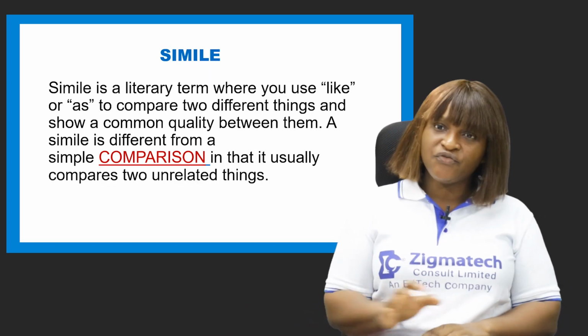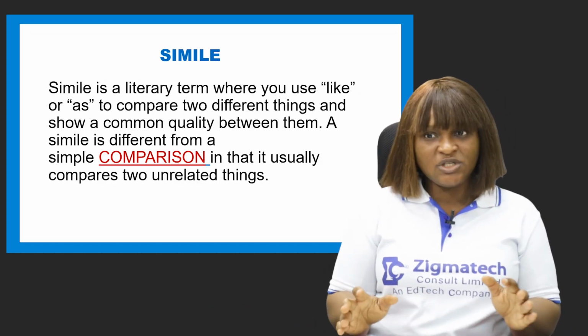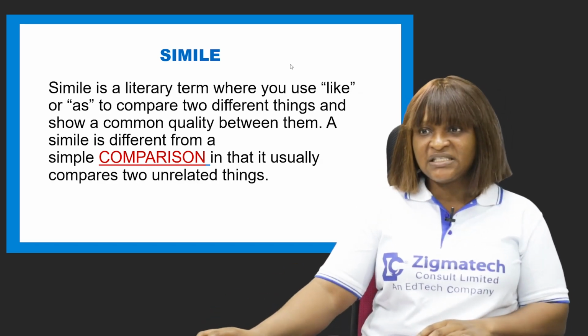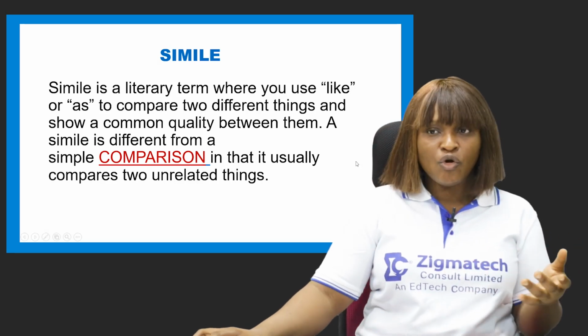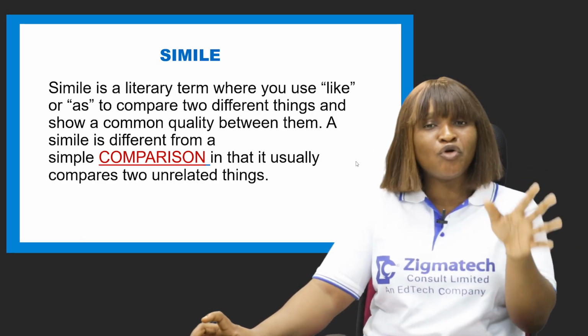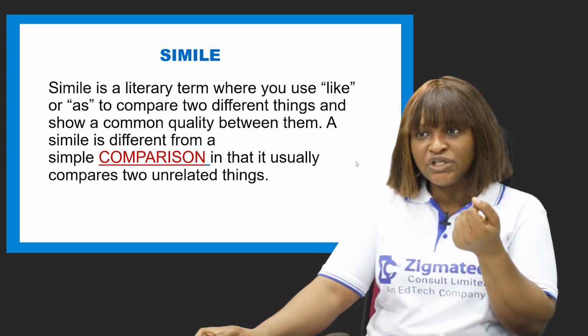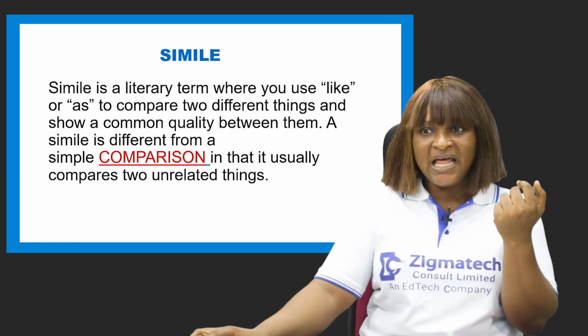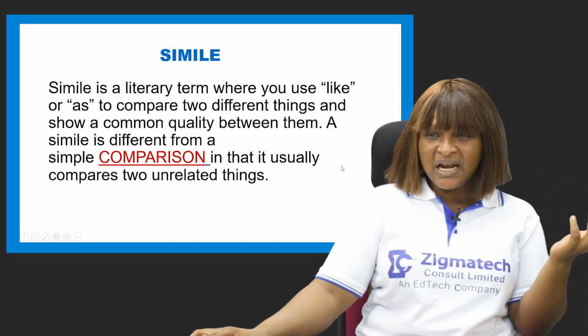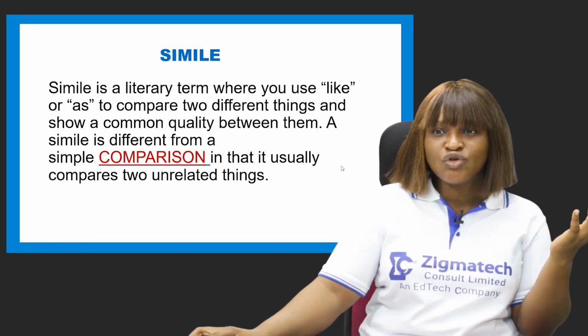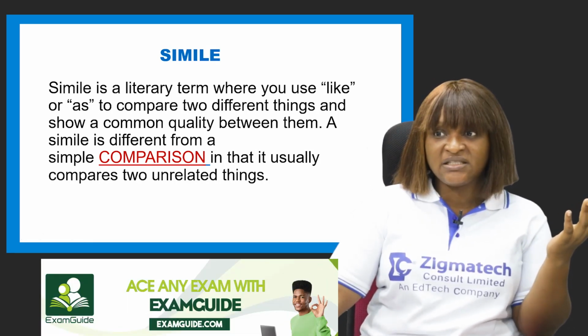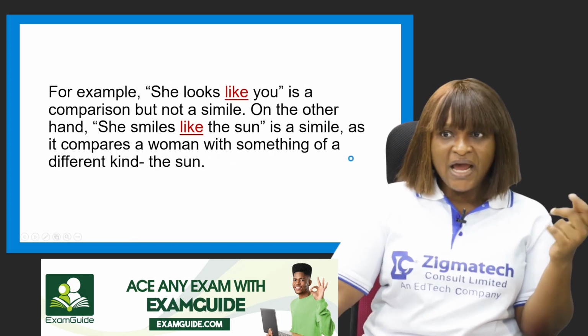So a simile is different from simple comparisons. I've just made clear that simile is different from simple comparison. By simple comparison, we mean normal comparison that has nothing to do with figurative language. It's just plain language. It says that a simile usually compares two unrelated things. They are not related. All right, so let's look at this.